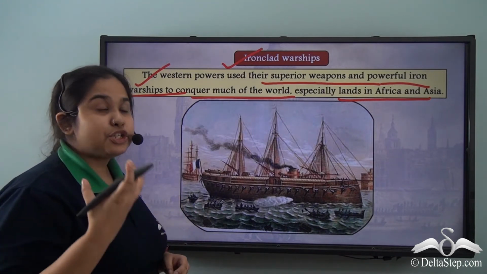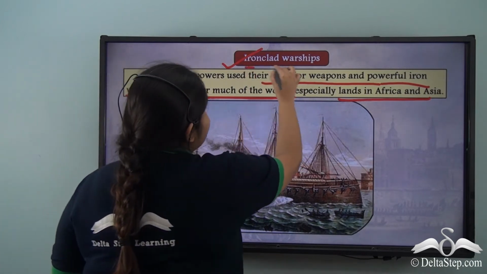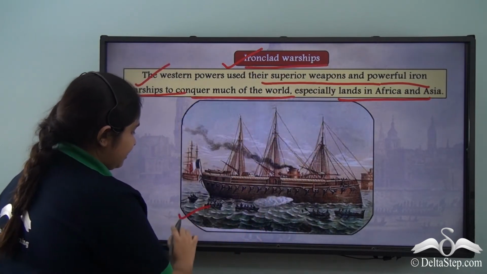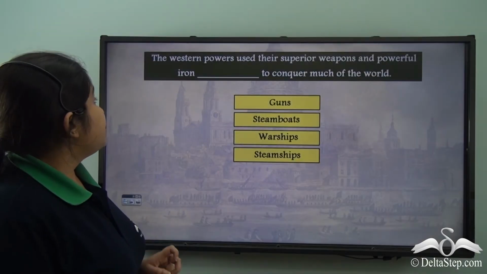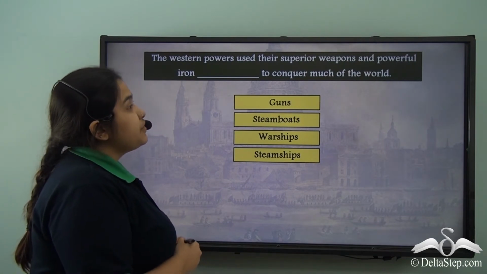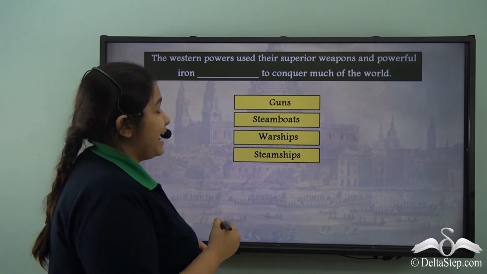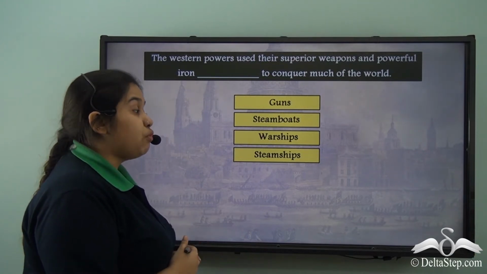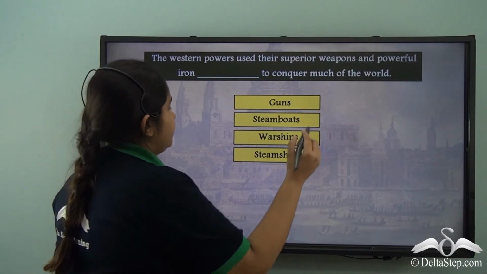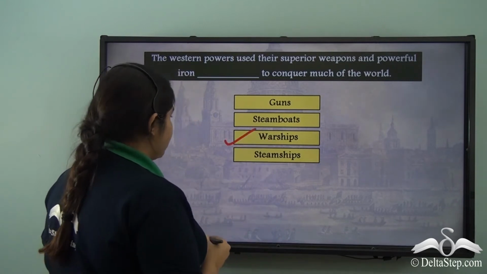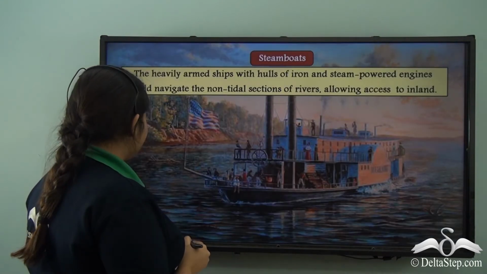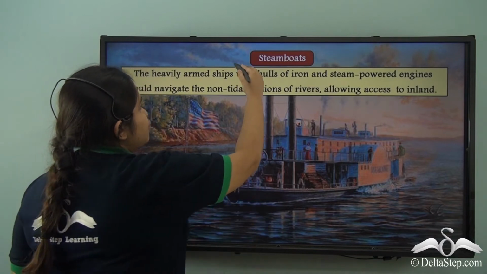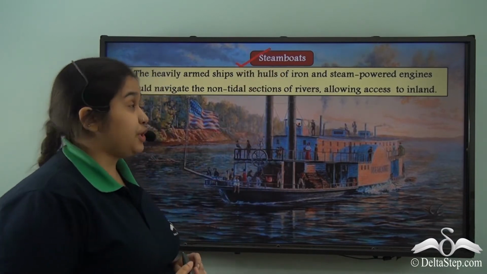transportation or communication tools was the ironclad warships, as you can see from the picture. So the Western powers used their superior weapons and powerful iron warships to conquer much of the world. So was it guns, steamboats, warships, or steamships? It was iron warships. So the steamboats were also used heavily at this point of time.